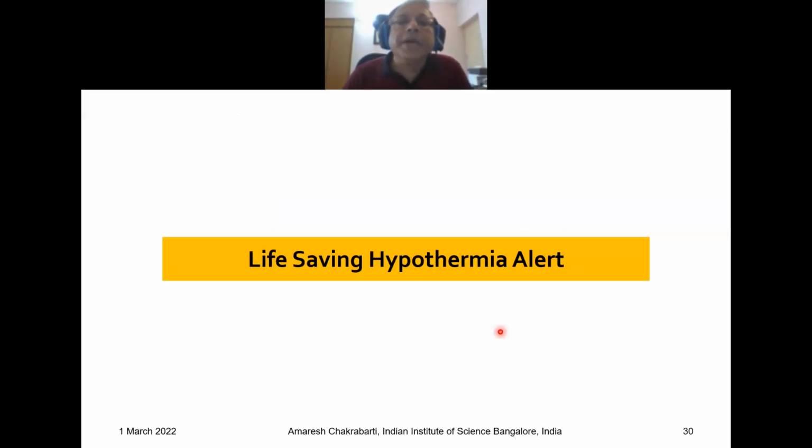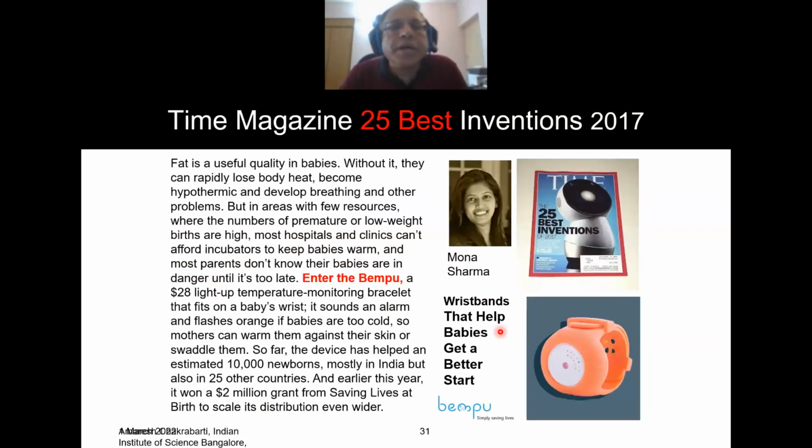This is a life-saving hypothermia alert. Mona Sharma, another ex-student, design head of a Bangalore-based startup, where they created a wristband that helps babies get a better start. Essentially, it's a temperature monitoring bracelet that ensures that as soon as their temperature goes down below a certain value, the caregivers get an alarm, and they need to be warmed up. And lots of babies die because of hypothermia, and they have been able to save about 10,000 babies from dying in 25 countries in 2017, which is why Time magazine picked this as one of the 25 best inventions of the world.